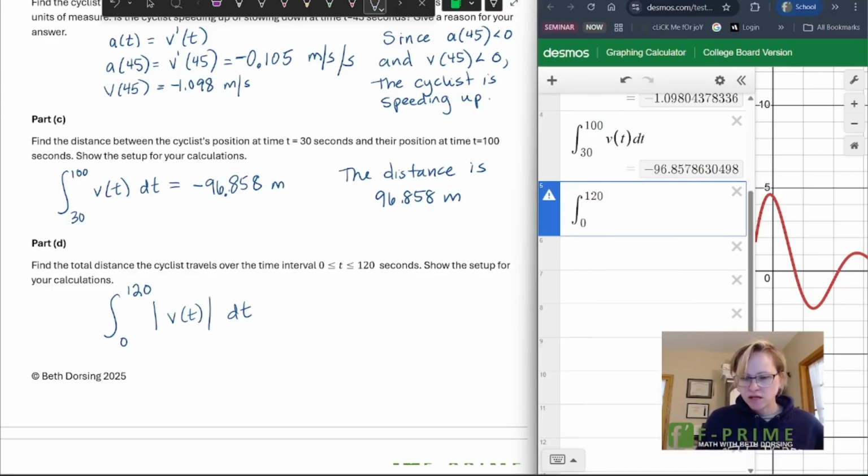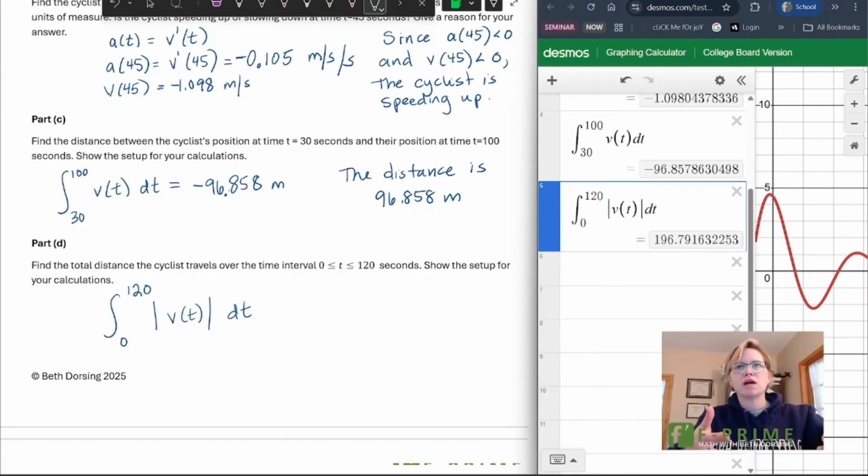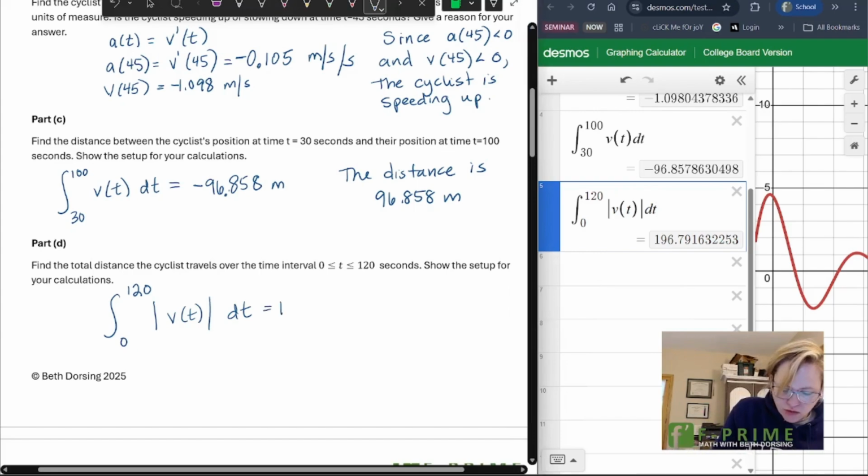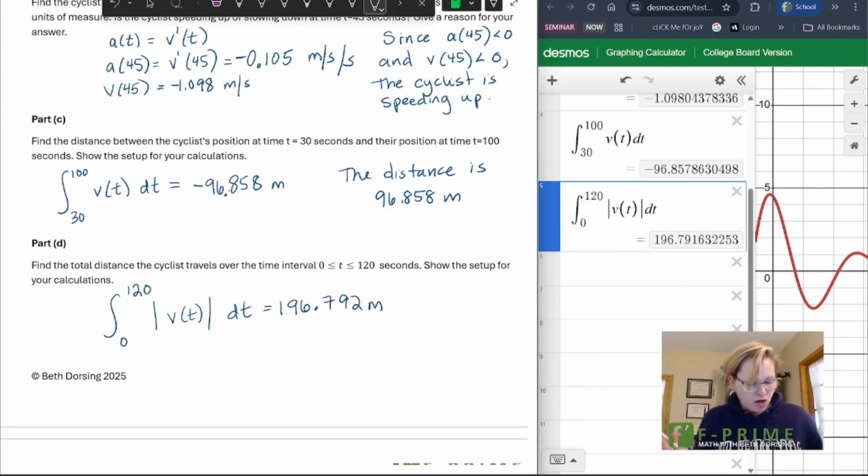I can also use my keyboard right above my enter key. I should have like a little vertical bar. So if I hit shift and then that button, I get the absolute value bars. So more than one way to access that absolute value. You can also type in the command ABS parentheses. And that will also pull up the absolute value. But here we get our total distance traveled, and we're going to write it down. It is 196.792 meters.